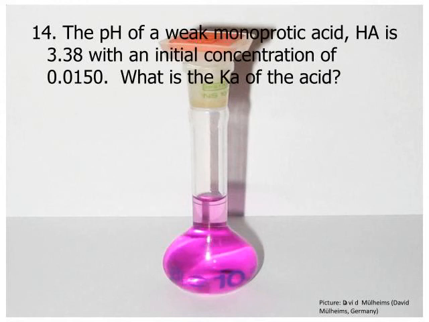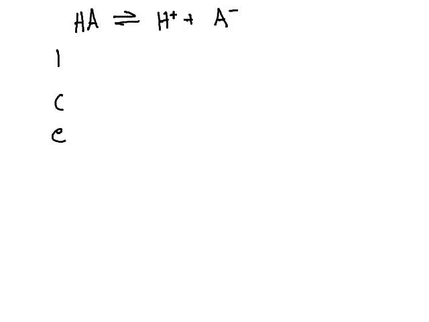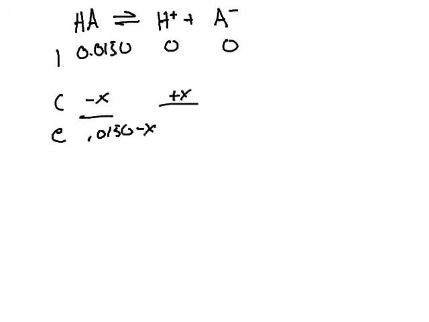The pH of a weak monoprotic acid is 3.38. With an initial concentration of 0.015, what is the Ka of the acid? Now, I've just said HA, so if I've got HA, it's going to dissociate into H's and A negatives. All right, got to know these are reactions, ICE. Now I know my initial concentration to be 0.0150, 0.0150. This number is 0, and this number is 0. And of course you'd say, well, minus x, 0.0150 minus x, plus x, x, plus x, x.